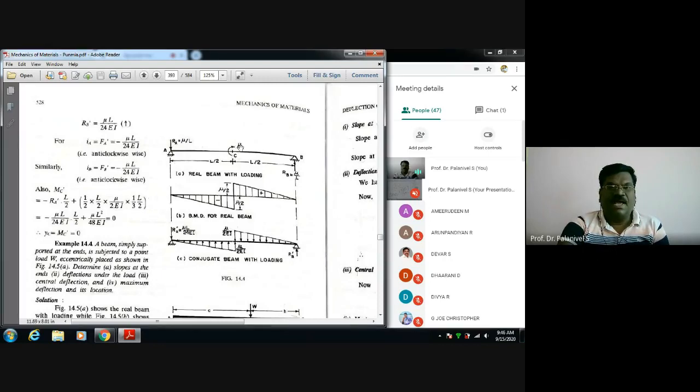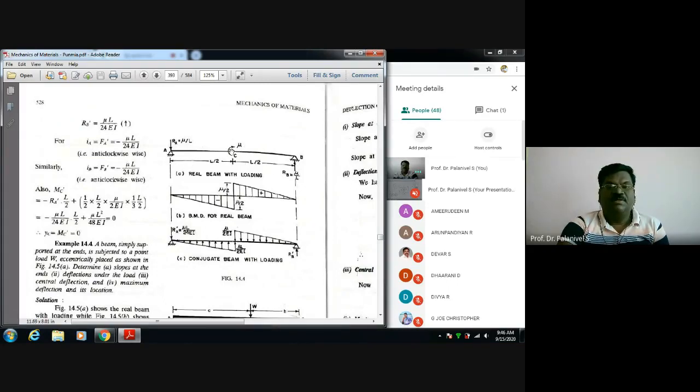Suppose a couple acts, what is the support reaction here? How do you get the support reaction? The couple is acting clockwise, so the support reaction will be anti-clockwise like this. That is why this support reaction is RA downward, here RB upward. The support reaction is nothing but M divided by L, the whole length, that you know.